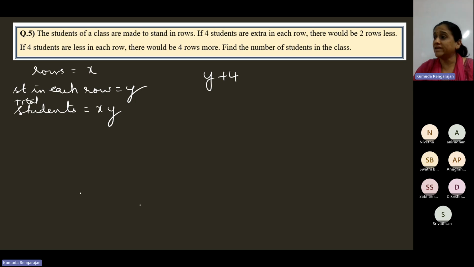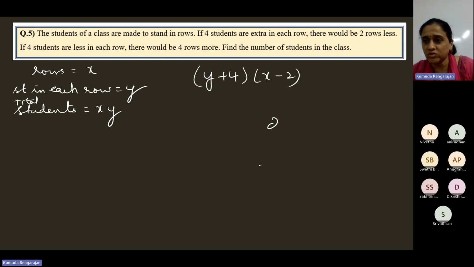There would be 2 rows less. There will be 2 rows less. Now, what is rows into columns? Total number of students. But the total number of students cannot change. That will be the same.